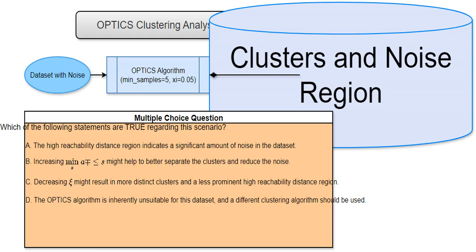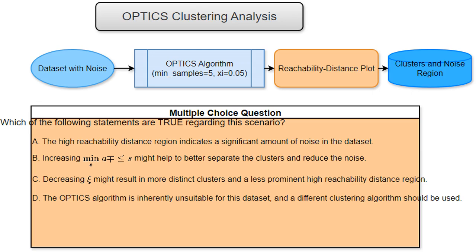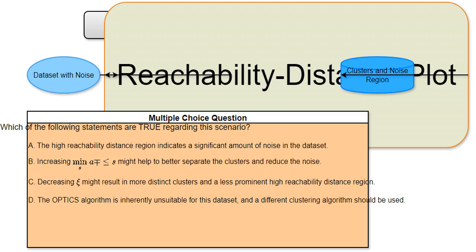This is a multiple-choice question designed to check your understanding of optics clustering and how to interpret its results and how to tweak the parameters to improve the algorithm's behavior. We are performing cluster analysis on a dataset using the optics algorithm, focusing on the interpretation of results and the effect of algorithm parameters. The reachability distance plot shows clear valleys representing distinct clusters. The high region between these valleys is a key area of focus because it indicates the presence of noise or transition zones between clusters. It's this area we want to understand better.